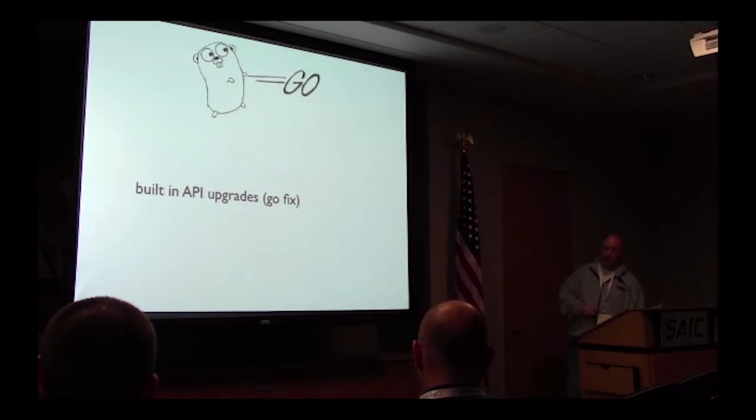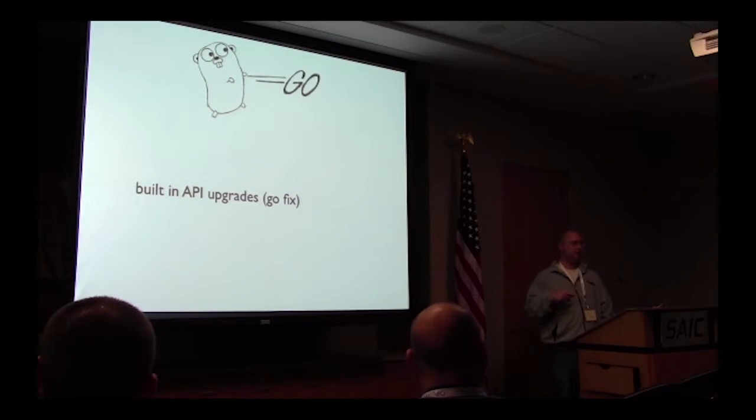So when Go was pre 1.0, they had this problem of, we want some early adopters to use it, but we're going to be breaking stuff. So they came up with the go fix command, which, because it's a statically typed language, actually upgrades.